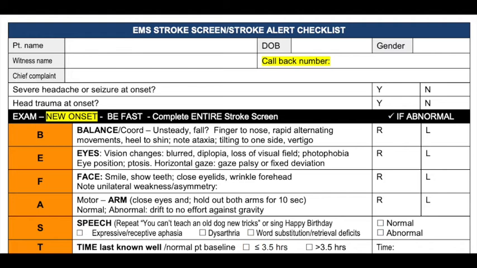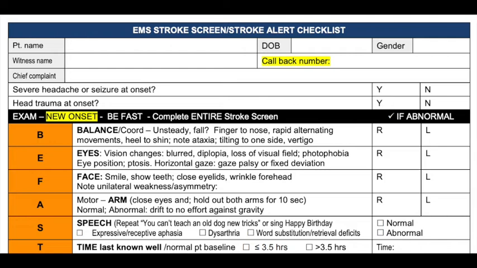We're going to be looking at their eye position as well. Do they have a fixed gaze or a gaze palsy? Or is one of the eyes unable to move all the way to the left or to the right? So that's important that we do a good eye exam in the back of the ambulance or when we're doing our stroke assessment.